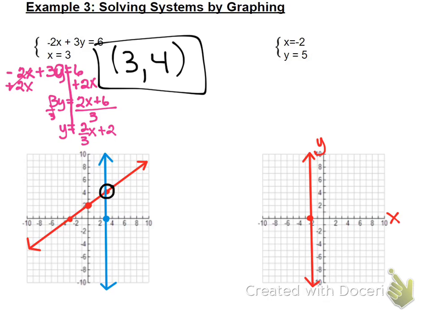Okay. Then we have y equals 5. So where do I plot that 5? On the y-axis. And what kind of line am I going to have for this one? Horizontal, yeah. Okay, where do these two lines intersect? -2 and 5. Y'all agree? So the solution to this set is -2 and 5.